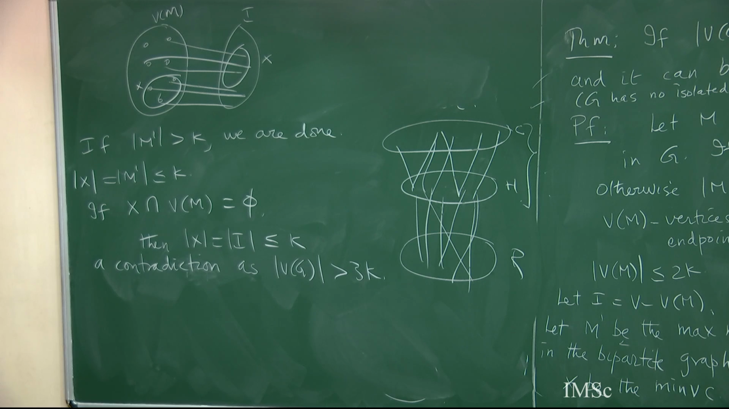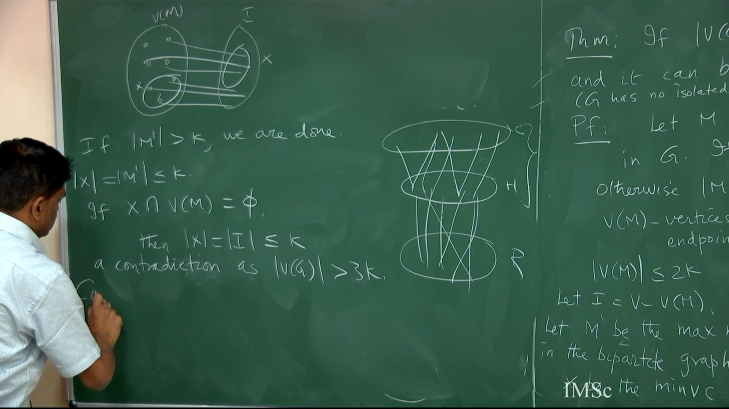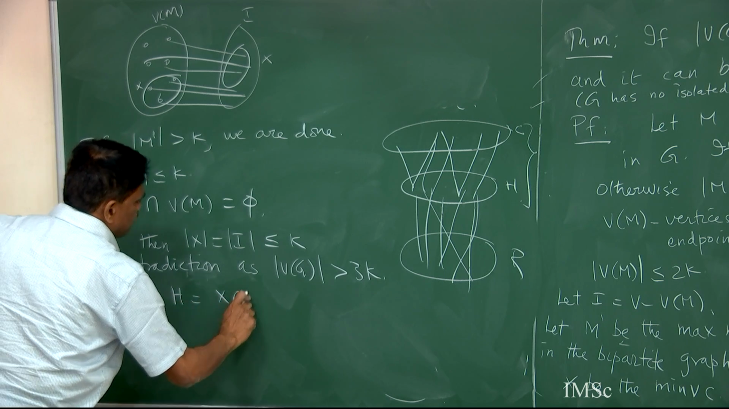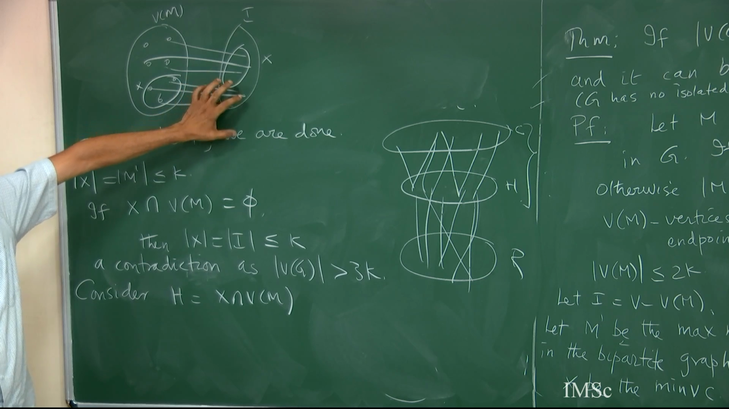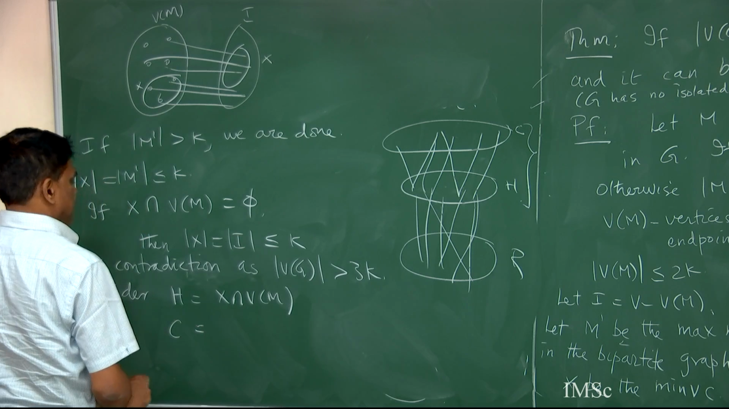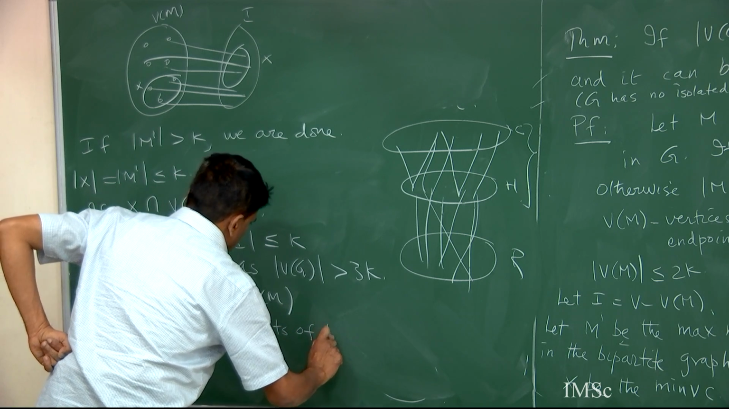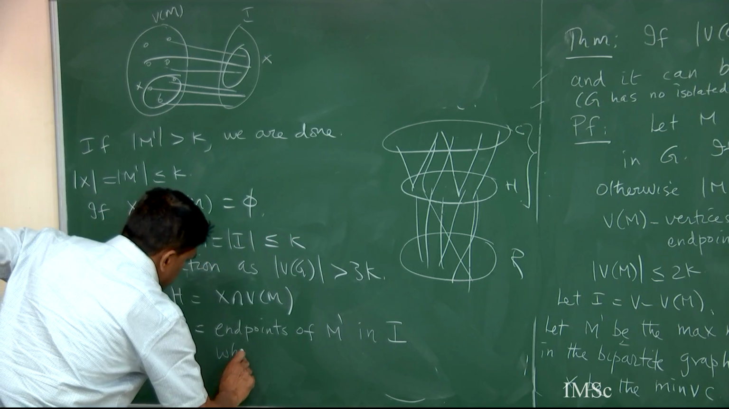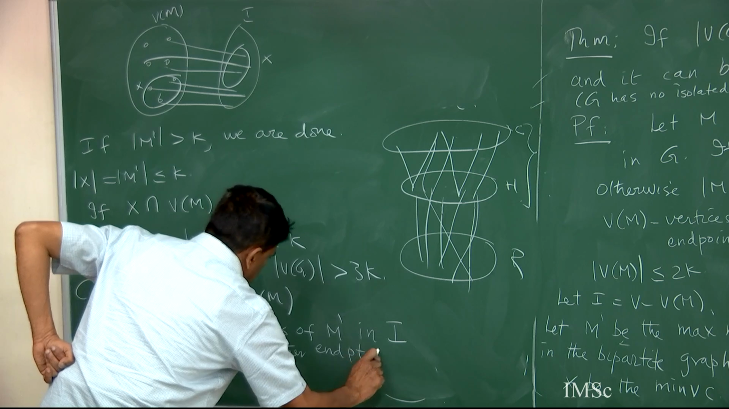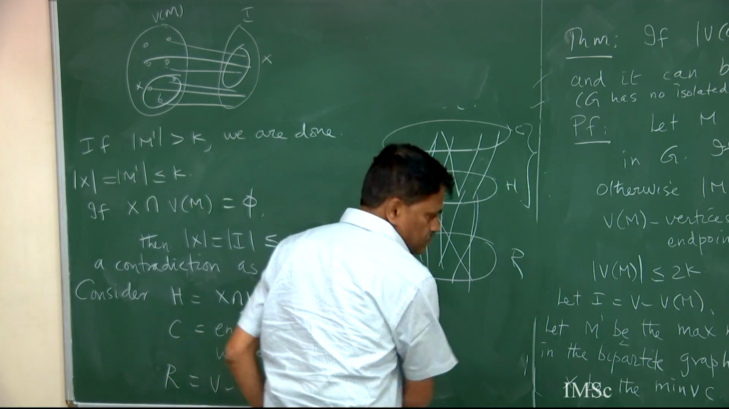Now I am going to produce you a crown. What's my crown? So H, X intersection Vm, this set is my head, and all the other endpoints of the matching edges will become C. C is the endpoints of M prime in I whose other endpoint is in H, and R is V minus H minus C. Now let's argue why it is a crown.